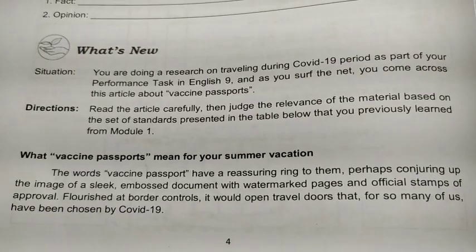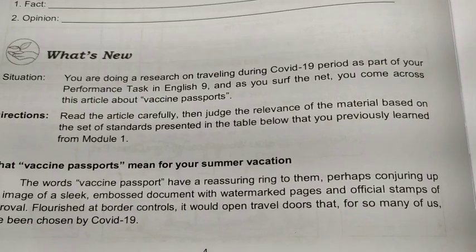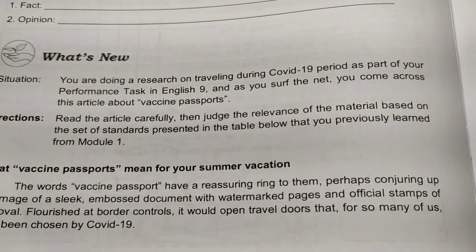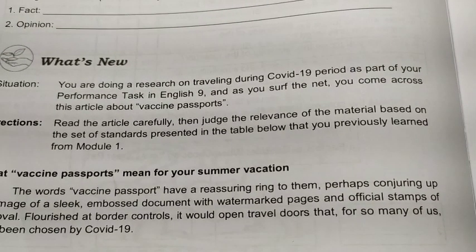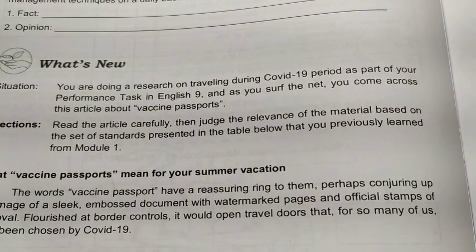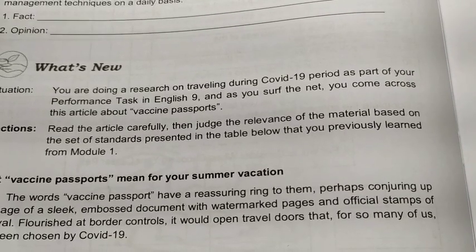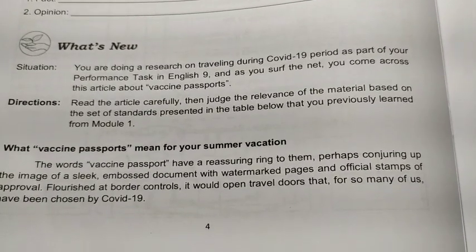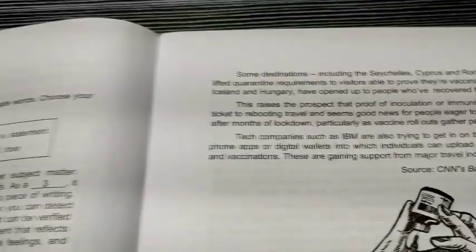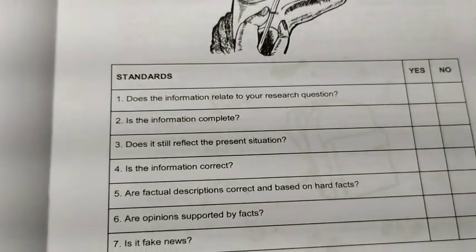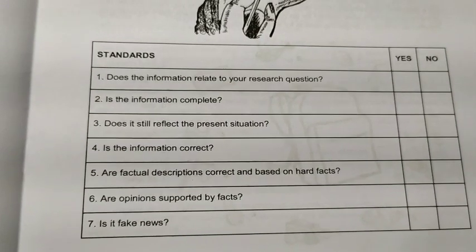Then for What's New, you are doing a research on traveling during the COVID-19 period as part of your performance task in English 9. And as you surf the net, you come across this article about vaccine passports. Read the article carefully, then judge the relevance of the material based on the set of standards presented in the table below that you previously learned from module number 1. So, what vaccine passports mean for your summer vacation? After reading that, it's from CNN, then you will answer yes or no based on the given standard.